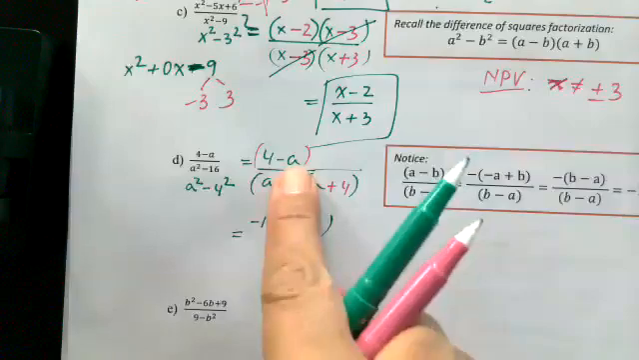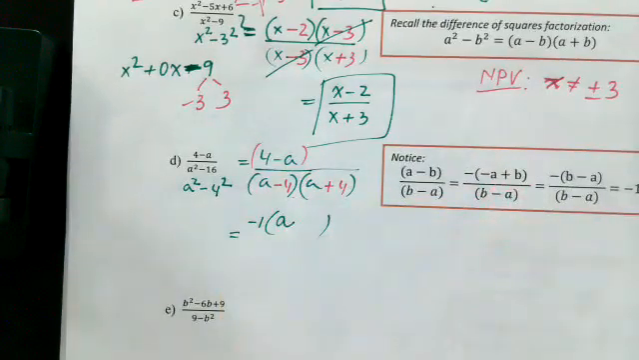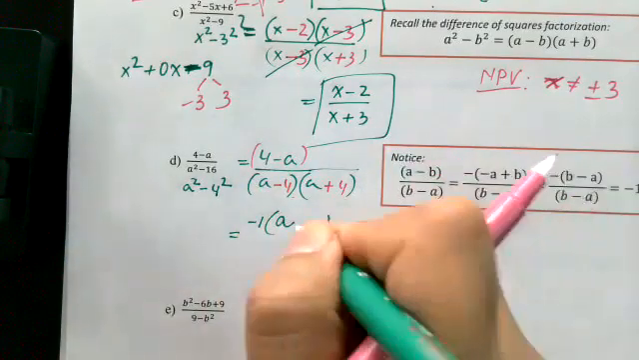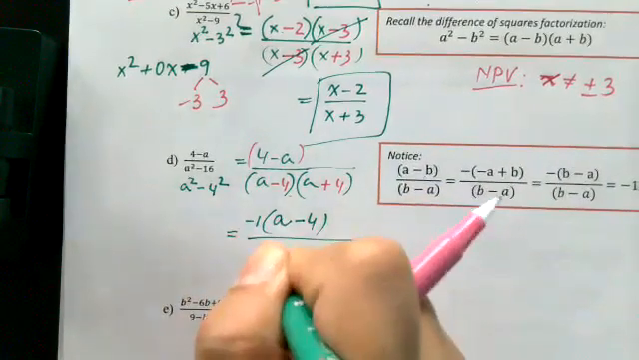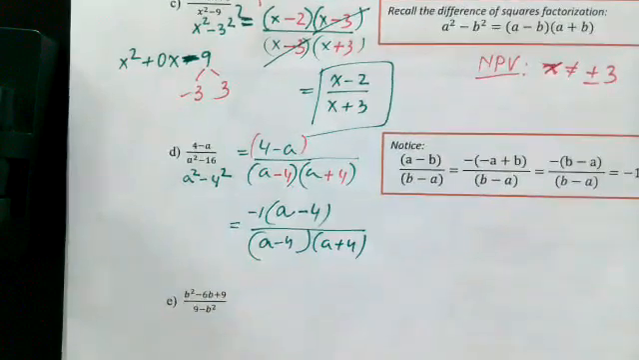And then -a divided by -1 is going to be a. I'm going to put the a in the first position. And then 4 divided by -1 is -4. So a minus 4, a plus 4. I'll let you think about that one for a little second, so you can see if it makes sense.